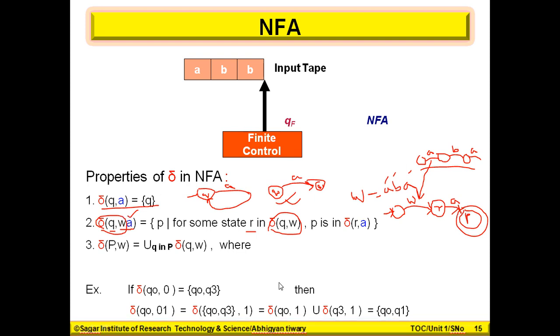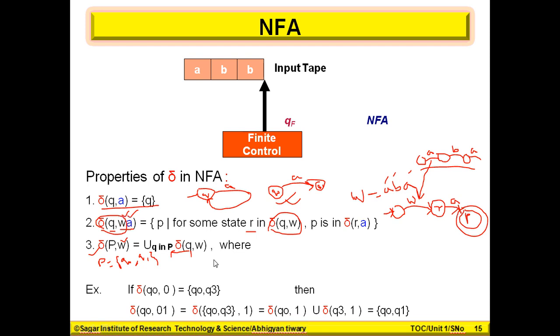Okay, so let's take this third point. We have P. P is what? It can have a number of states. So P can have more than 1 state also. So it is also possible Q0, Q1. It can have many states, Q0, Q1, Q2, Q3. So this P is there. And we know this W, we have seen how to solve this one. It is written that Q in P. So this Q belongs to this P.